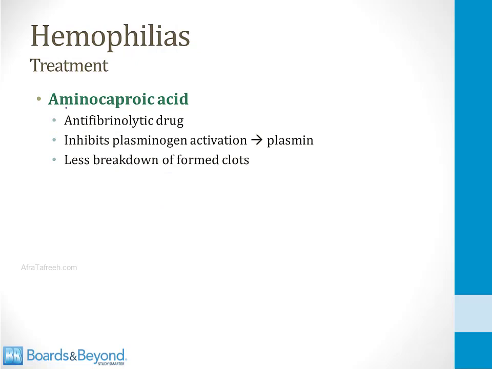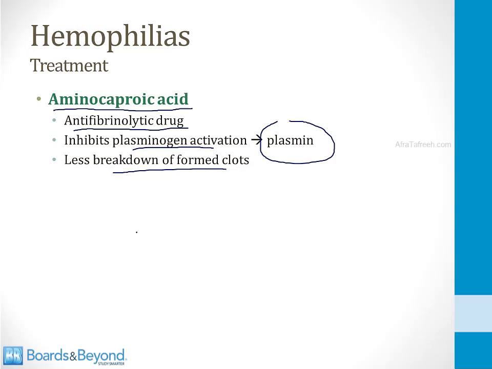Another drug that can be used in hemophilias is aminocaproic acid. This is an antifibrinolytic drug. It inhibits plasminogen activation so that plasminogen does not convert into plasmin. And as you know, plasmin breaks down fibrin clots. So if you administer this drug, there's less breakdown of formed clots. This allows whatever factor 8 or factor 9 is available in the patient's plasma to work more effectively because plasmin is not breaking down whatever fibrin clots can be formed.